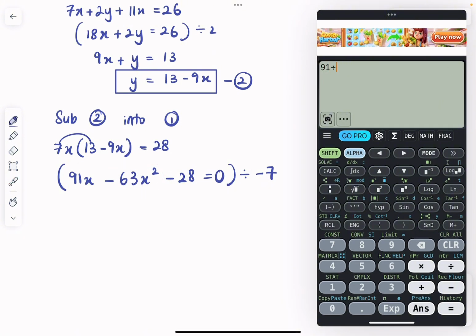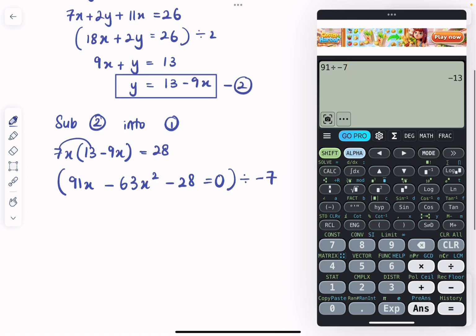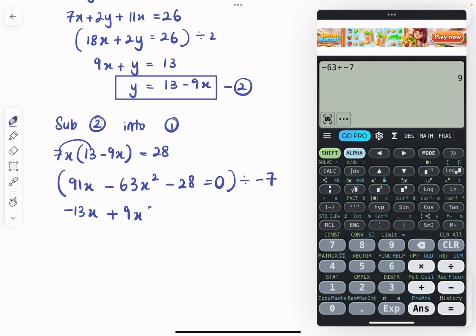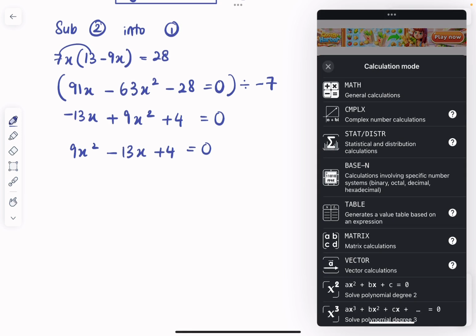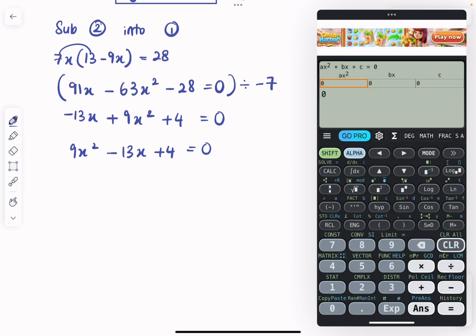So 91 divided by negative 7 will be negative 13x. Negative 7 into 63 will be 9, and this will be positive 4. Then we rearrange it: 9x square minus 13x plus 4 equals 0. Then we can factorize this.